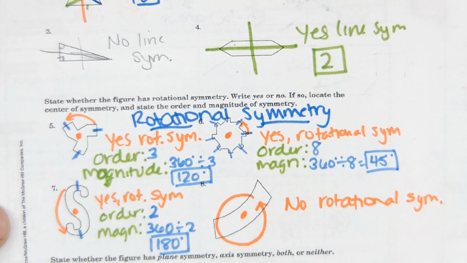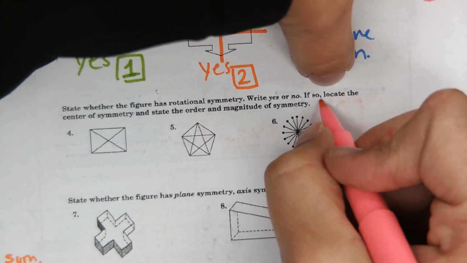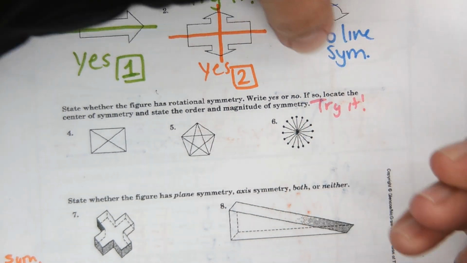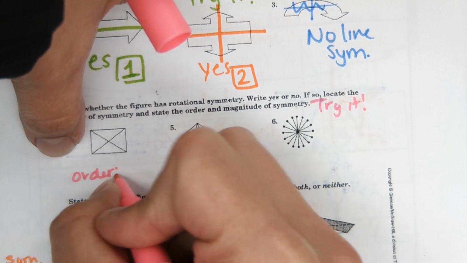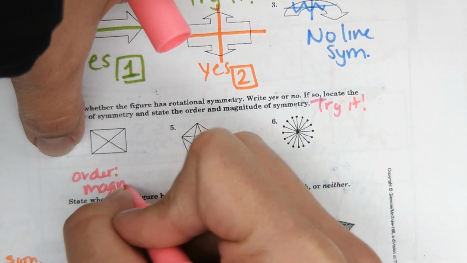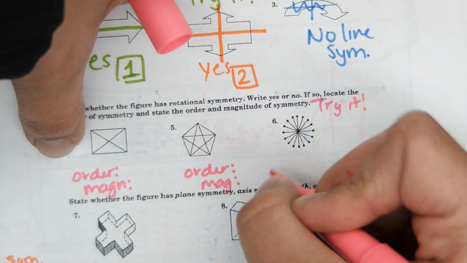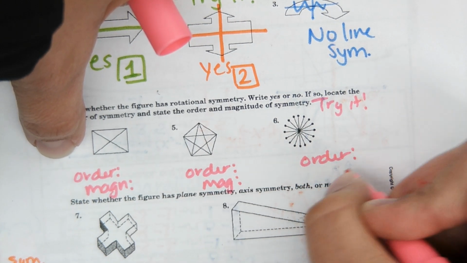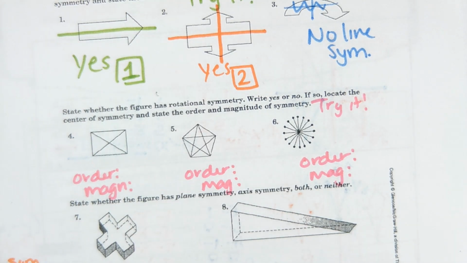Okay, so then we're going to try it over here. There's a few examples, so I want you to try it. You're going to put yes or no to whether it has rotational symmetry, and then put the order and magnitude for each. If you don't have a calculator on you, just write the operation that you're going to do, and then I'll tell you the exact number when we go over it.